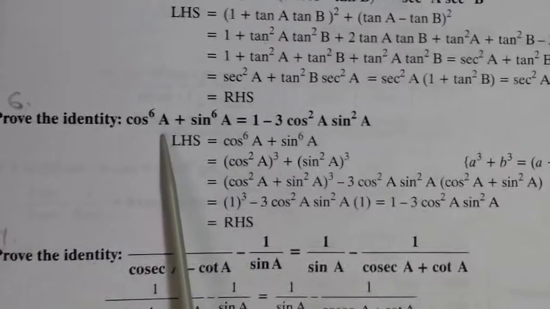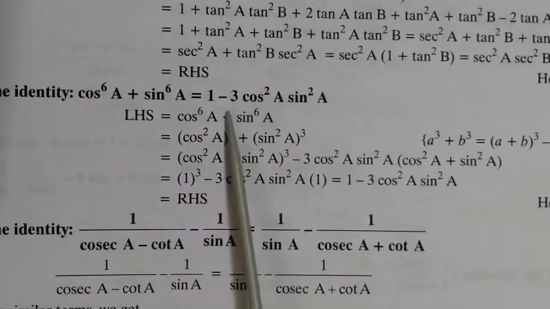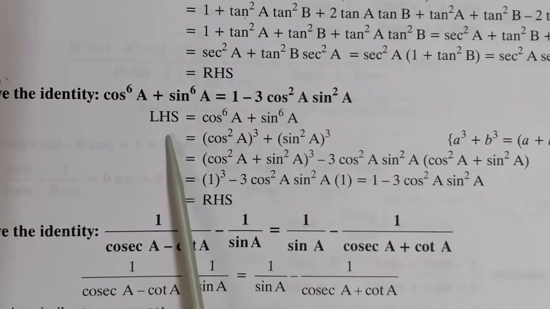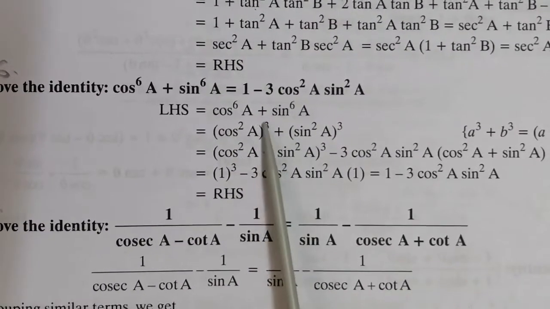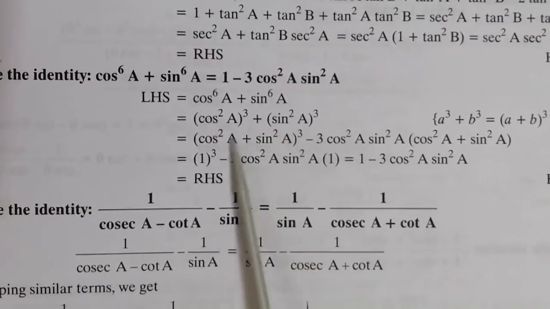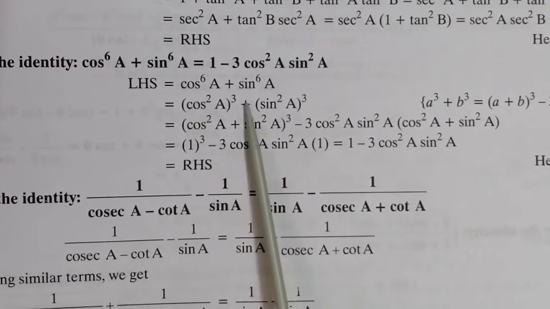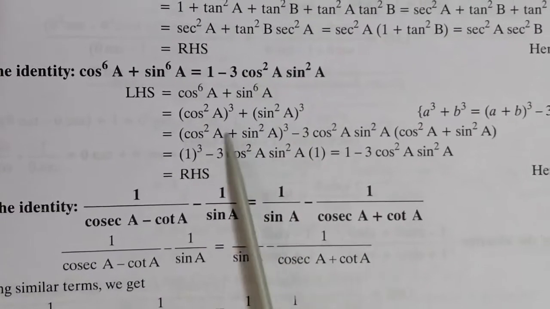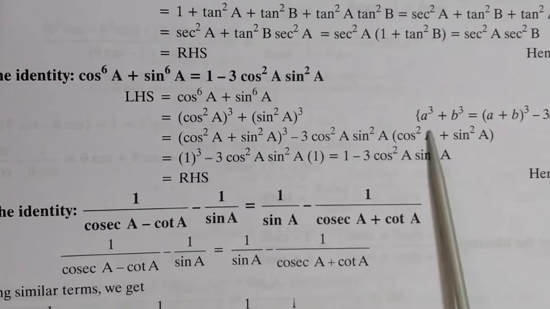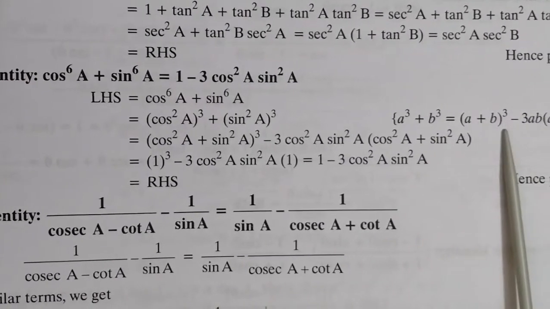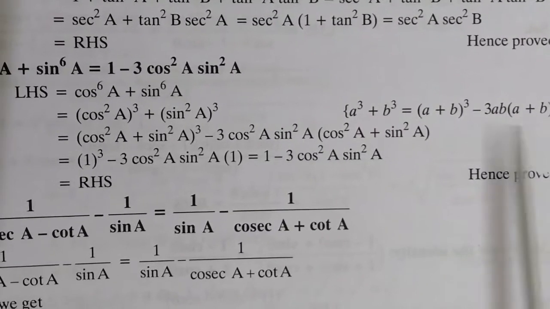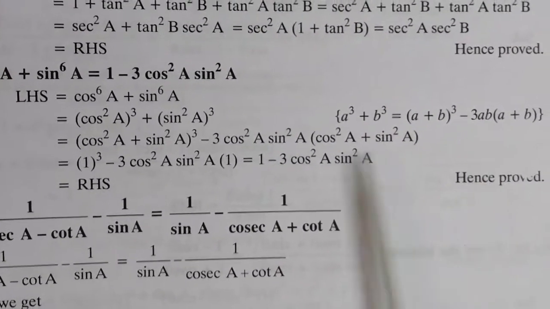Next is, prove the identity cos⁶A + sin⁶A is equal to 1 − 3cos²A sin²A. Left hand side I am starting with cos⁶A + sin⁶A, these are the powers. Now this can be written as cube of cos²A plus cube of sin²A. Now important is here I will be using this formula, a³ + b³ is (a + b)³ − 3ab(a + b). If you use this formula it will become easier.